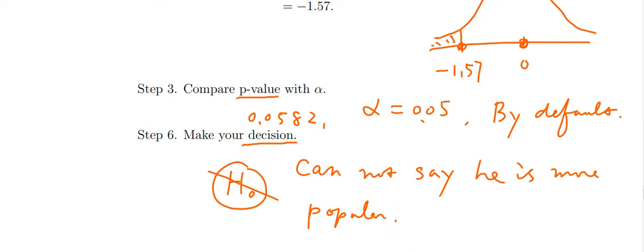Or for an election, if this is for an election, we cannot predict he will win, right? We still need more information. We still need to wait. Okay.